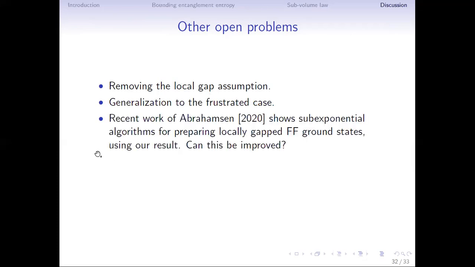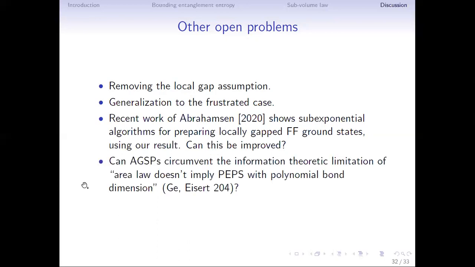A recent work of Abrahamson this year shows, using our construction and the prior works on polynomial time algorithms for quantum ground states, that a sub-exponential algorithm can be obtained for preparing locally gapped frustration-free ground states. And an interesting question is whether this can be improved using the two-dimensional structure. Finally, there are several information theoretic limitations on the utility of area law for efficient representation of ground states. And an interesting question is whether construction of our AGSPs could be used to circumvent these limitations.